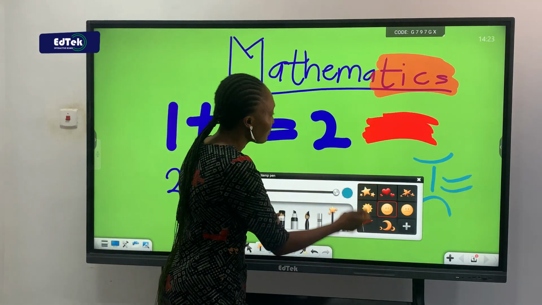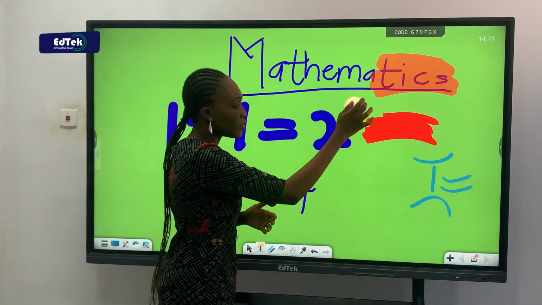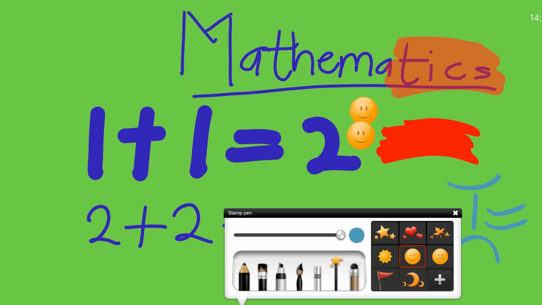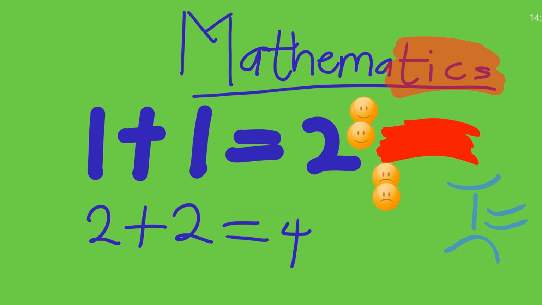So I can click on this. Then just tap on the board. You just need to tap, that's all. You don't need to draw or anything. So if you get it right, you get this. And if you get it wrong, you get the sad face. So, and that is that.